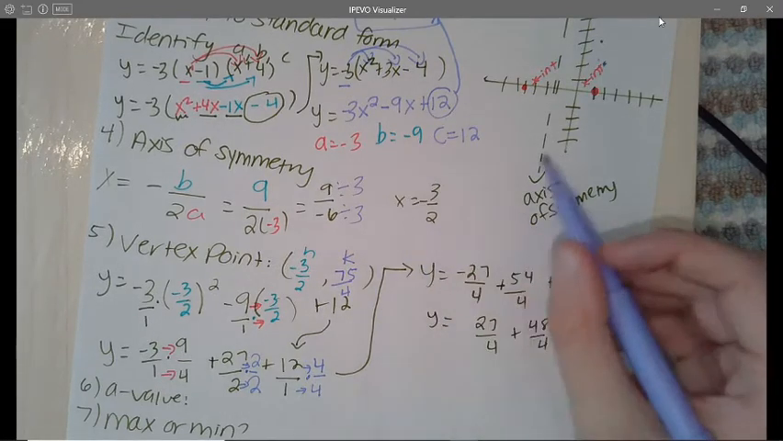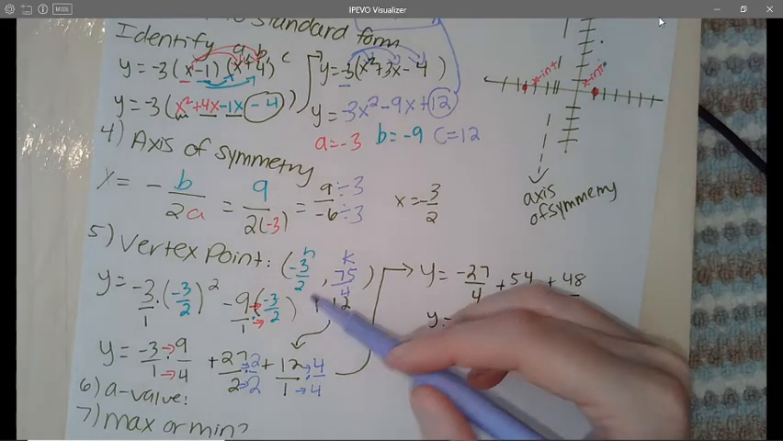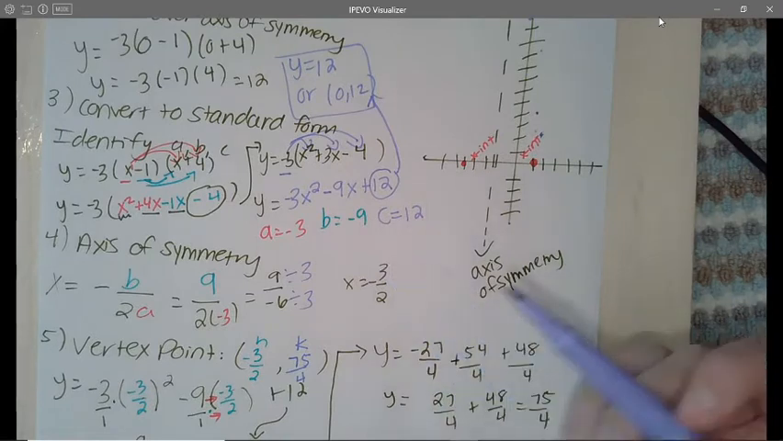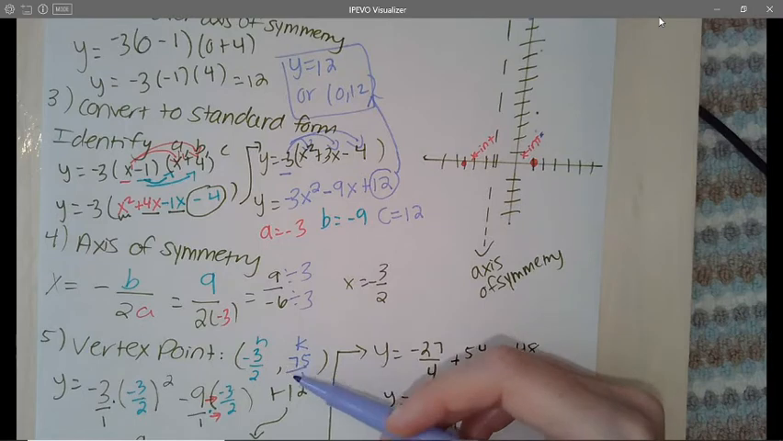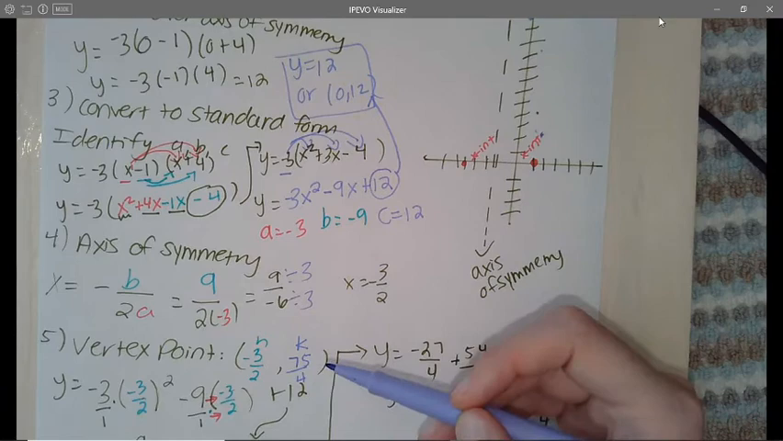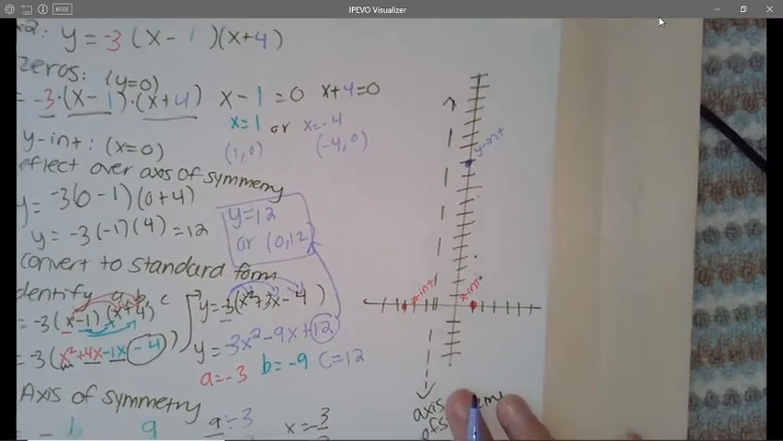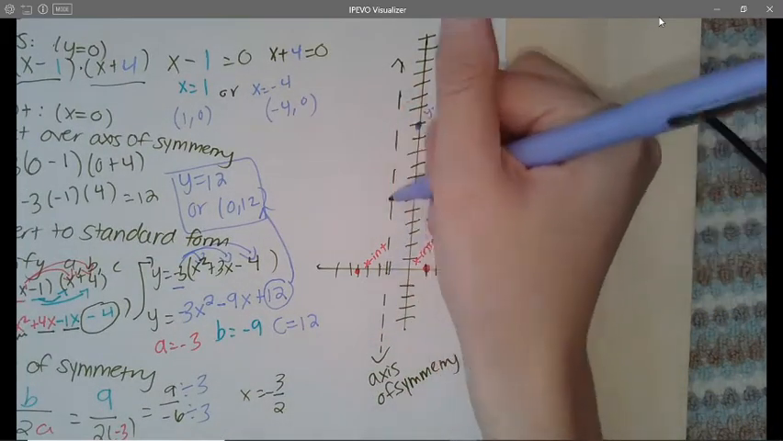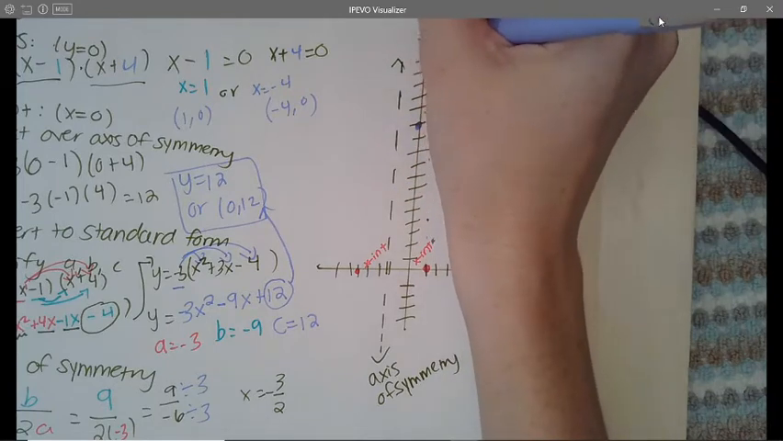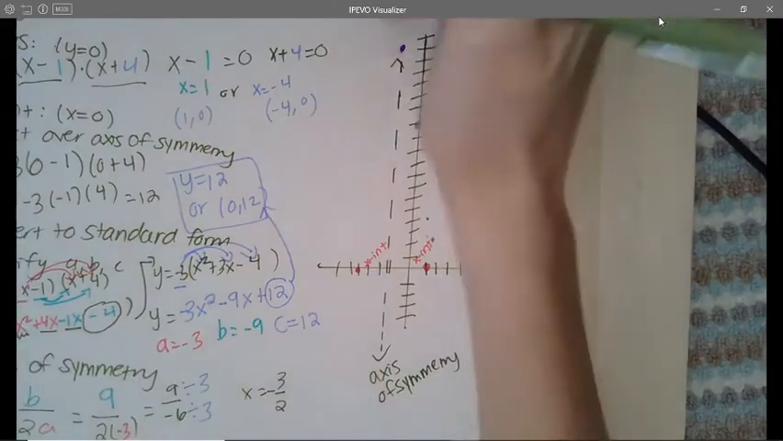Okay, so again, now we need to plot our vertex point. Negative 3 halves is negative 1.5. Okay, 75 over 4, well, that's going to be slightly over 18, because 4 goes into 7 once with the remainder of 3, and 4 goes into 35 a little bit over 8 times. So we know it's going to be a little bit over 18. Guys, don't forget your vertex point should land on your axis of symmetry. Okay, so I have negative 1.5, then slightly over 18. So it's going to be somewhere up here. So this is my vertex point right here.